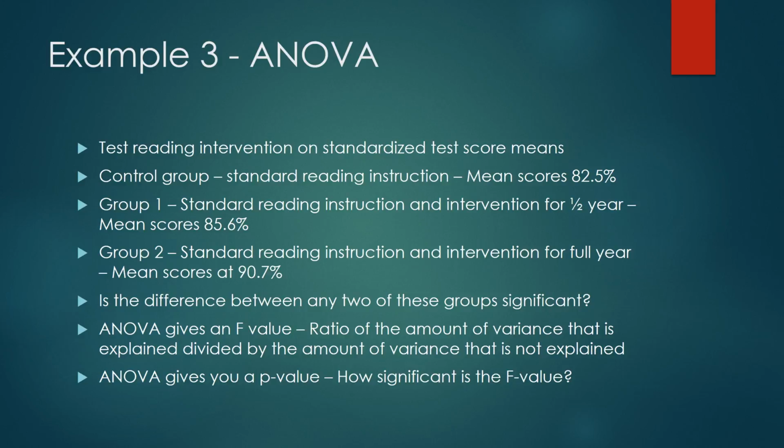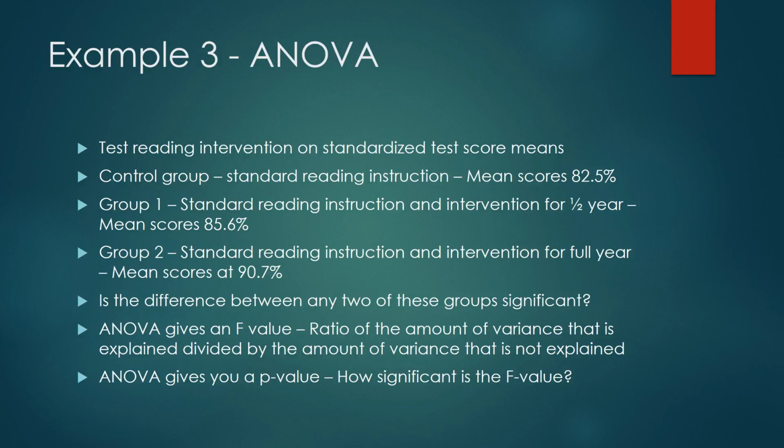ANOVA will also give you a p-value, but this p-value actually applies to the F value. So assume that we have a high F value, like an F value of 10. It means that there's 10 times more explained variance than there is non-explained variance. And the p-value is 0.001. That means that that F value is very significant. Hence, the ANOVA is significant.